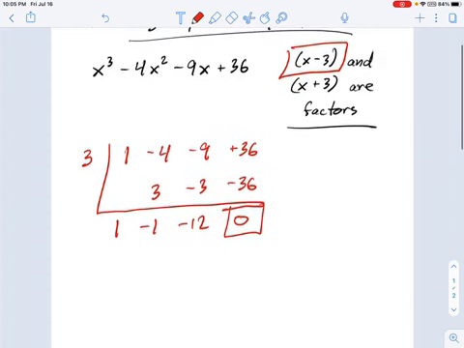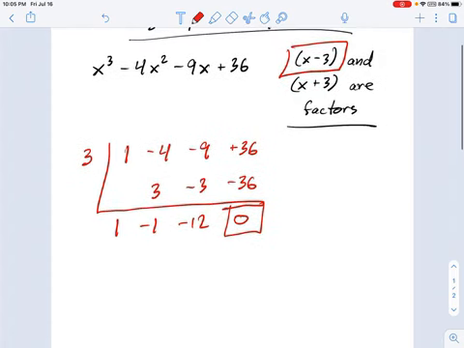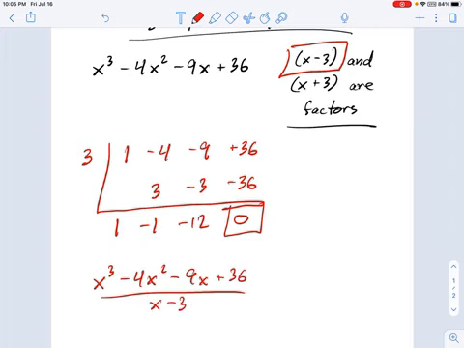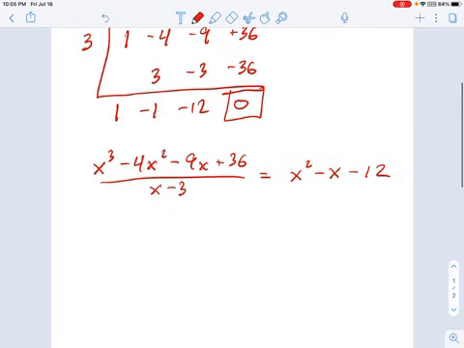So now what? Now what this is telling us is that x cubed minus 4x squared minus 9x plus 36 over x minus 3 equals x squared minus x minus 12. Okay, now maybe you're seeing where the factoring is, maybe not. I just want to write this again. I'm just going to rearrange it a little bit. x cubed minus 4x squared minus 9x plus 36, that's the top. And now I'm going to multiply both sides by x minus 3.